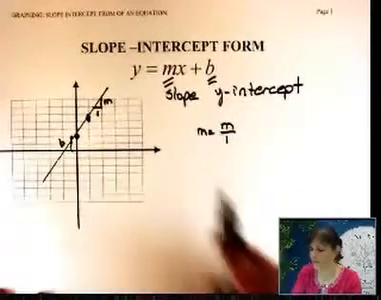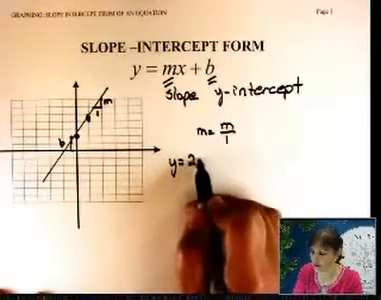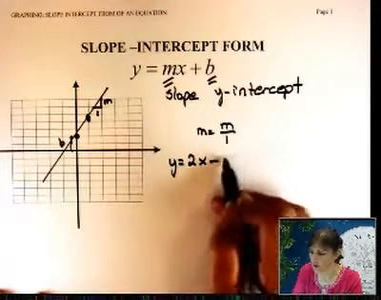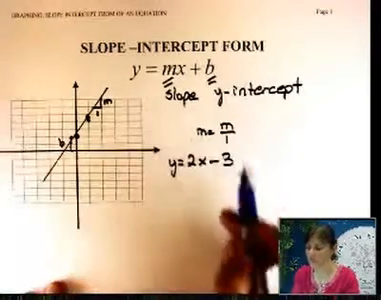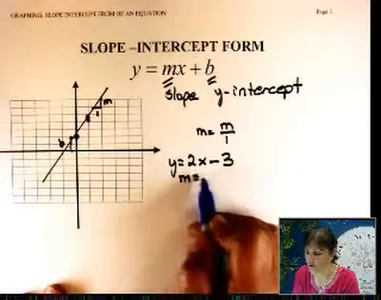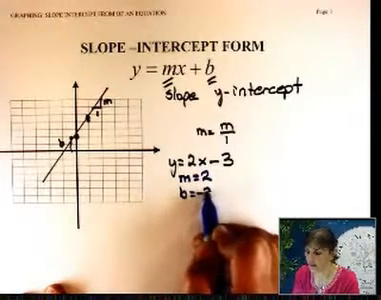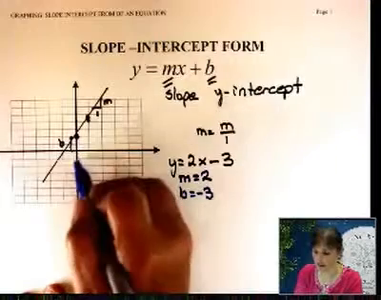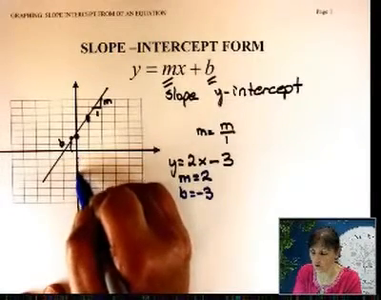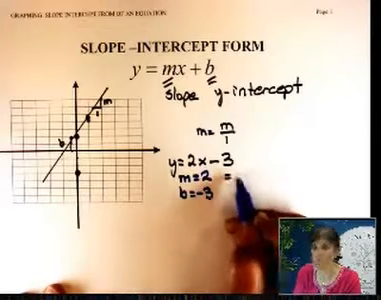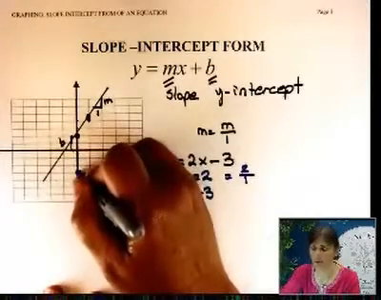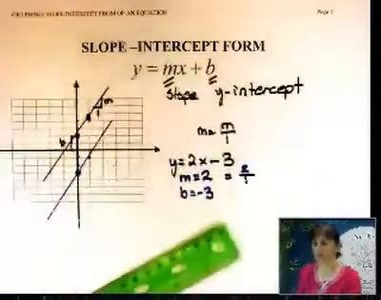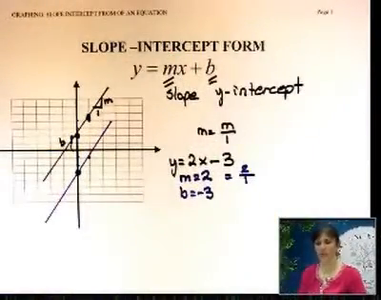Let's do a problem. Y equals 2x minus 3. Okay? I can look at my equation. Since it's in the slope-intercept form, I can write down m is 2 and b is negative 3. Well, let's put that on the graph. Negative 3 is 1, 2, 3 right here. M is 2. Always put a 1 underneath so that you can draw. So you start with the y-intercept, go up 2 over 1, draw. Okay? So here's your slope-intercept form.